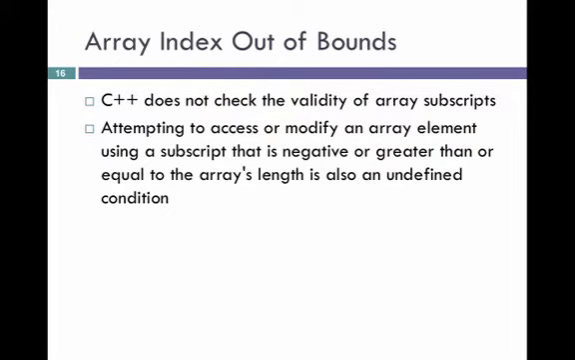Now, for array index out of bounds errors, C++ doesn't check the validity of array subscripts. You might ask, why doesn't it do that? It's performance. It's an extra expense to do that check every time you do an array reference. So attempting to access or modify an array element using a subscript that is negative or greater than or equal to the array's length is also an undefined condition.